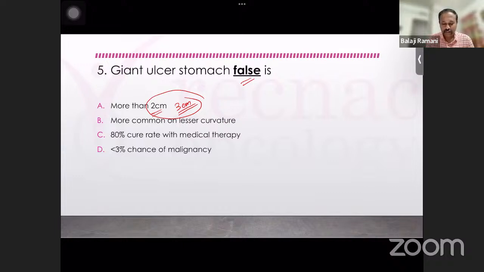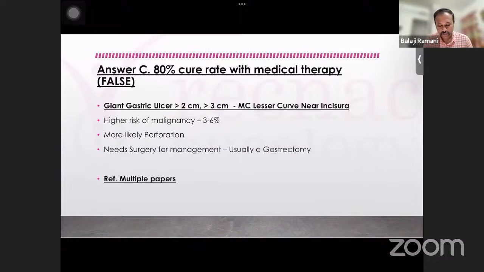More common on the lesser curve, 80% cure rate with medical therapy, and less than 3% chance of malignancy. So if you look at it, medical therapy does not usually work in a giant gastric ulcer. Some have given us more than two, some more than three. Multiple books have tried to refer, but I couldn't find it. So if anyone comes across some definitive evidence, please let me know. But anything definitely more than 2 or 3 centimeters in this scenario is considered to be a giant gastric ulcer.